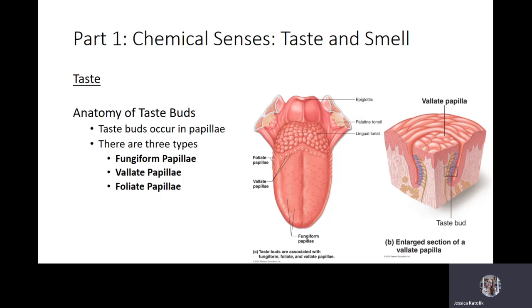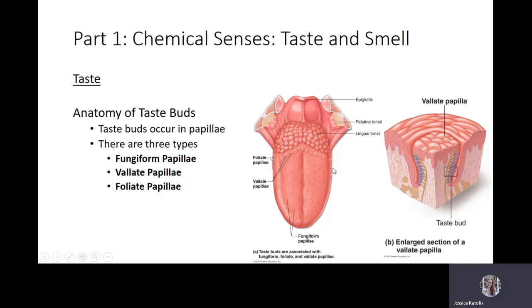Taste buds occur in areas called papillae on our tongue, and there are three major types of papillae. First and foremost, there's the fungiform papillae. This is the most predominant type and covers most of the surface of our tongue. Over here you can see that they're the small little dots. They give our tongue a little bit of a rough texture.